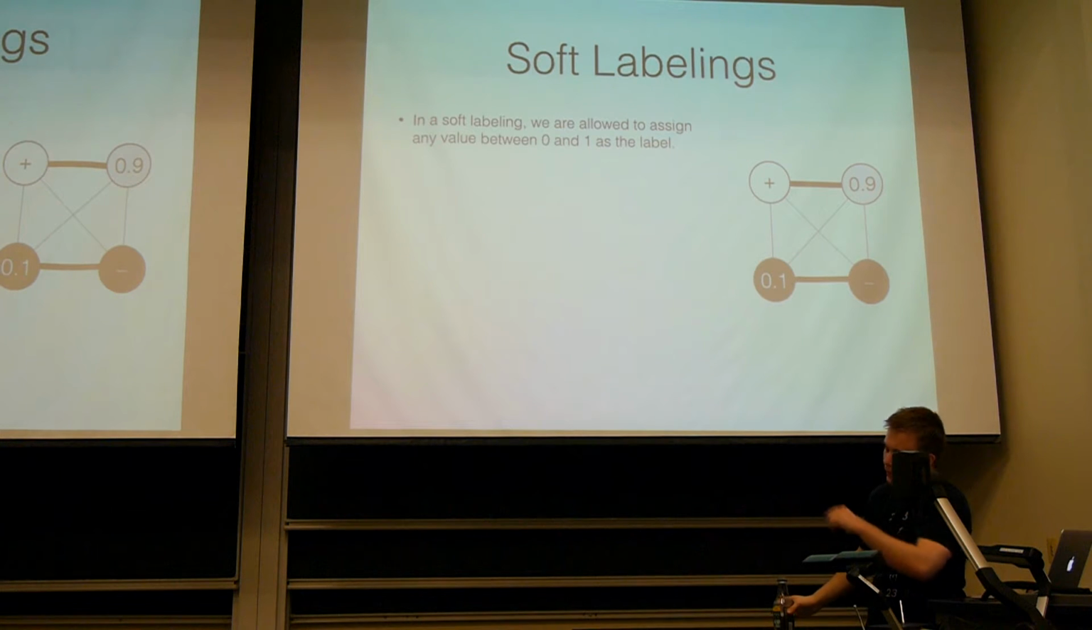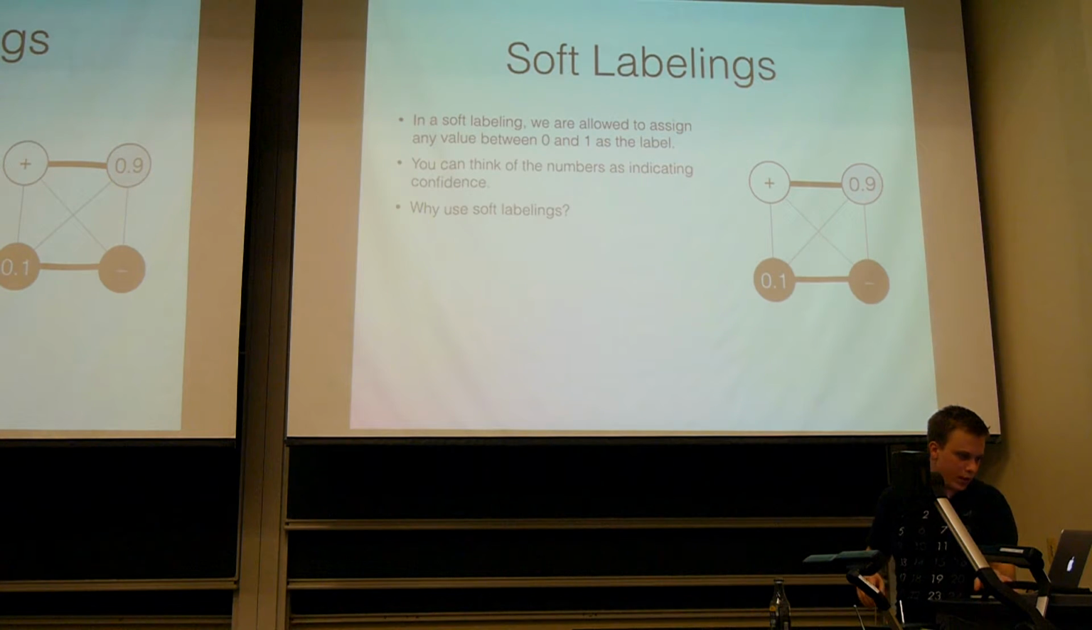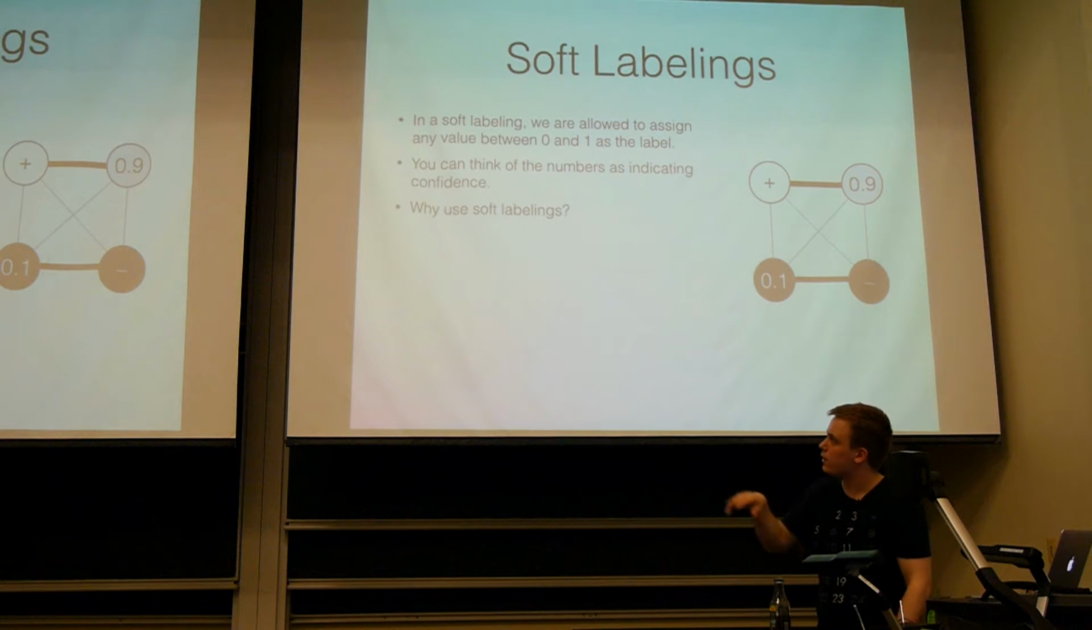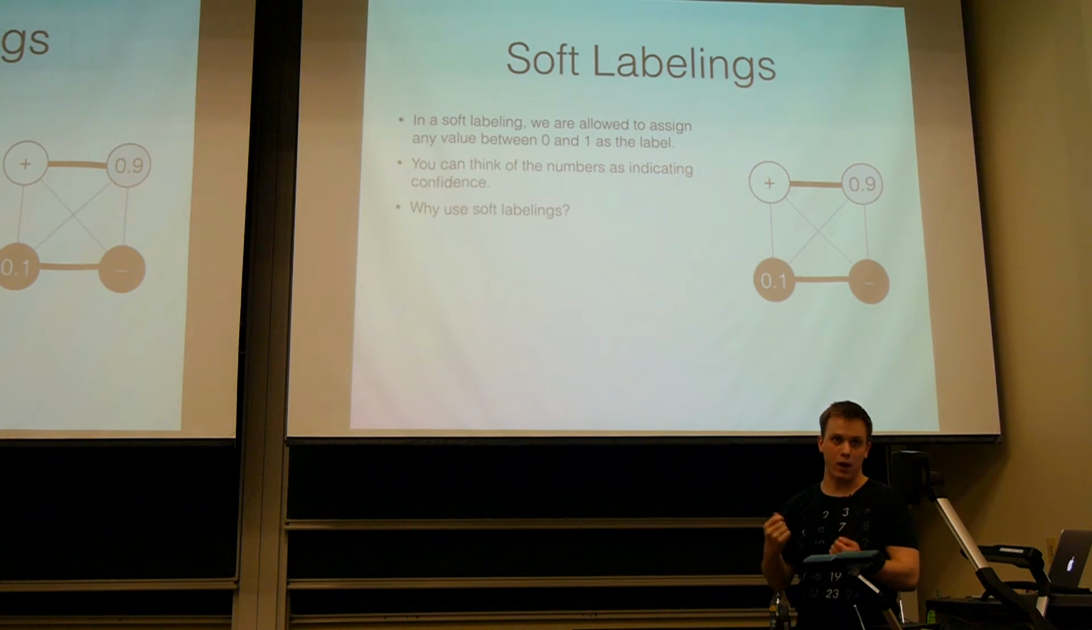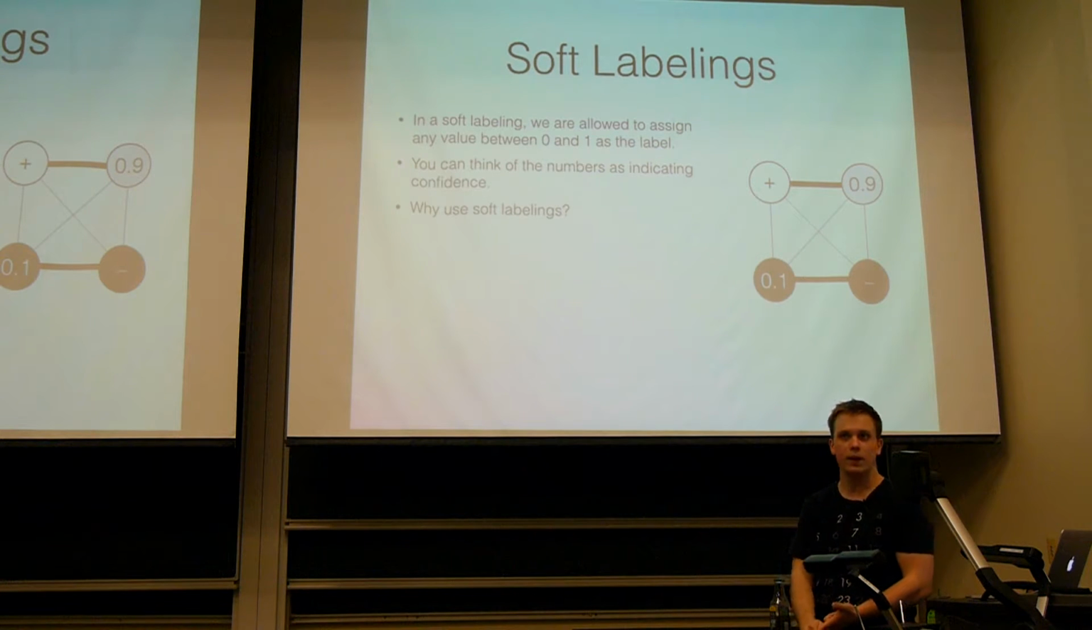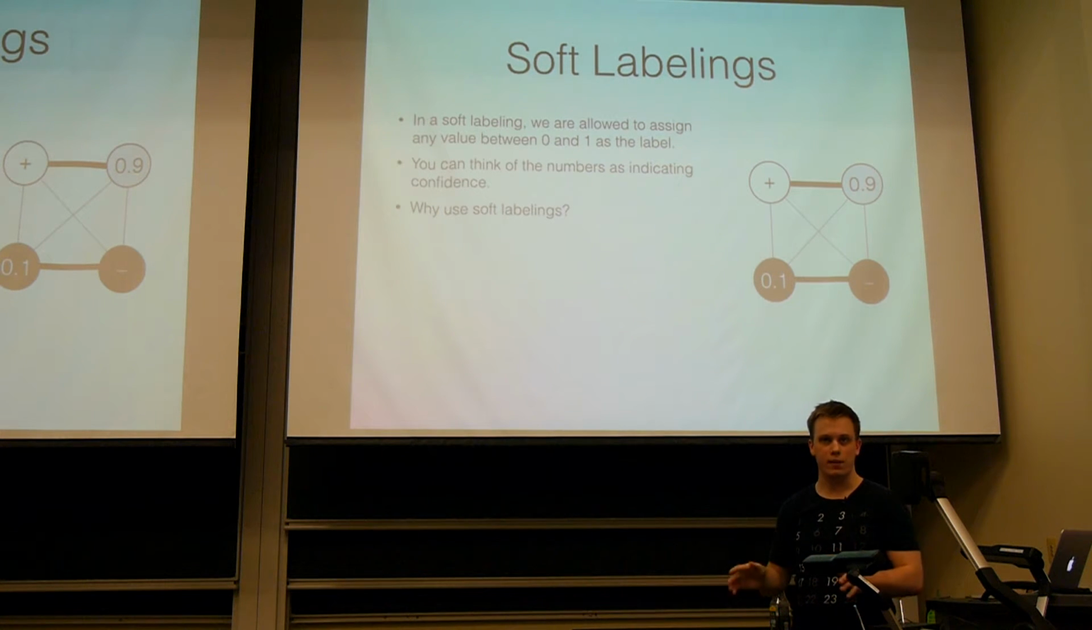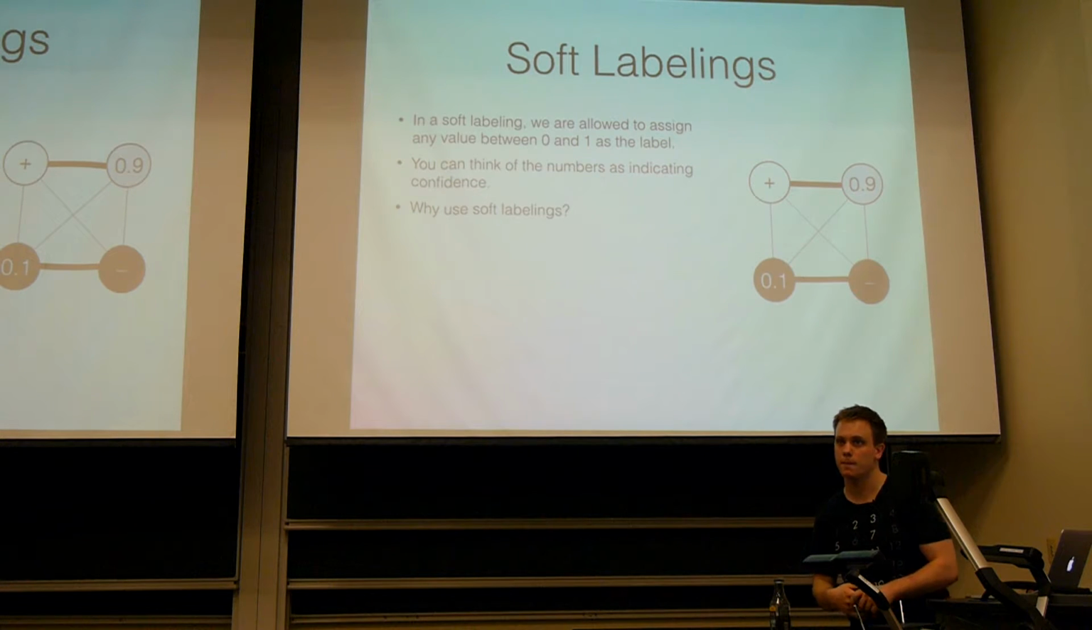And similarly for the bottom left corner. Usually you can think about the numbers in your labeling as being a confidence parameter. So if it's 1, you're certain it's a positive example. If it's 0, you're certain it's negative. And if it's 0.5, then you don't really have a good guess.